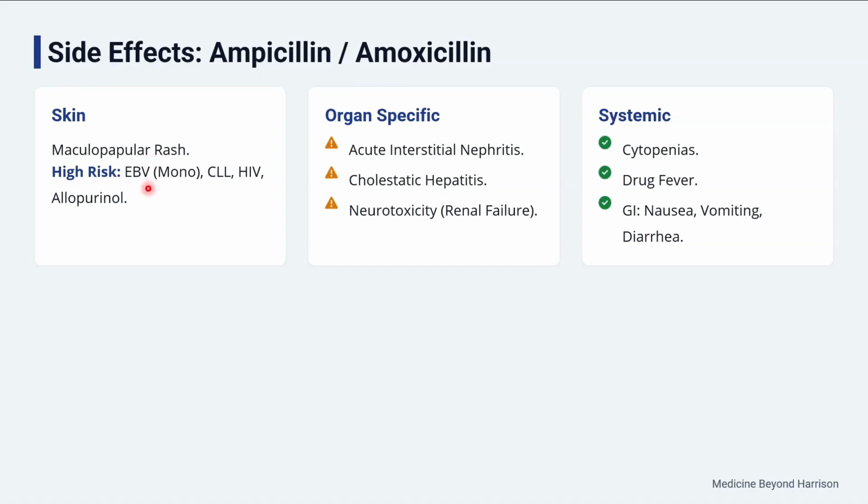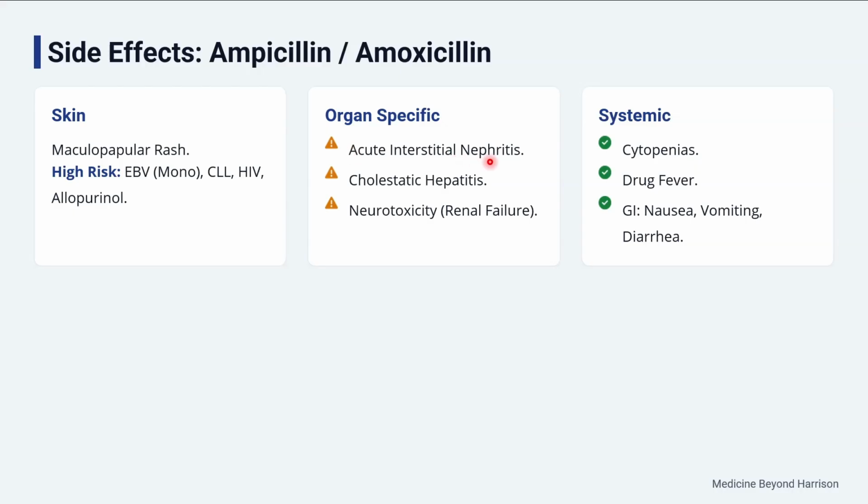Just ensure that you are not dealing with an EBV infection, that's mononucleosis. Whenever a patient comes to you with sore throat and lymph nodes, try to avoid amoxicillin or augmentin, because if it's infectious mononucleosis, there is a high risk of macular rash. So ensure to avoid amoxicillin when you suspect an EBV infection. Again, when a patient has CLL, HIV infection, or is on allopurinol, avoid amoxicillin. It can cause a macular rash.